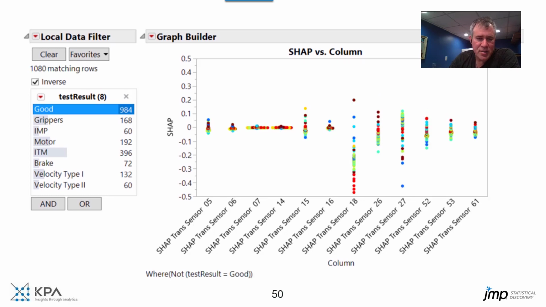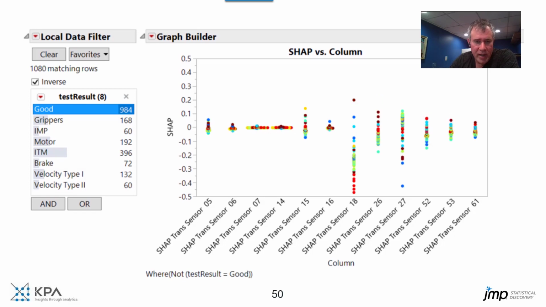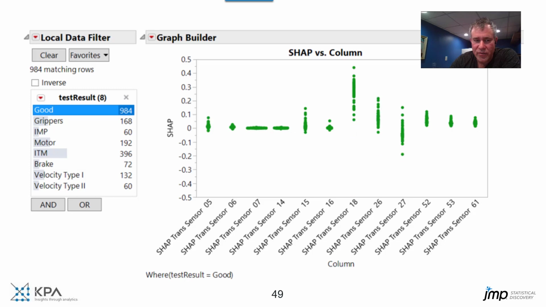we see kind of the same story that we've been seeing with the variable importance metrics, that column 18 and column 27 are important in predicting pass or fail, and we're seeing this at a higher level of resolution than we do with the variable importance metrics because each of these points corresponds to an individual row in the original data set. But in this case, I don't see the SHAP values really giving us any new information.